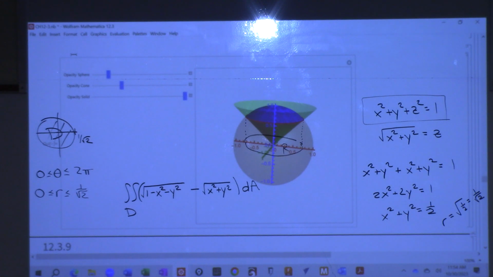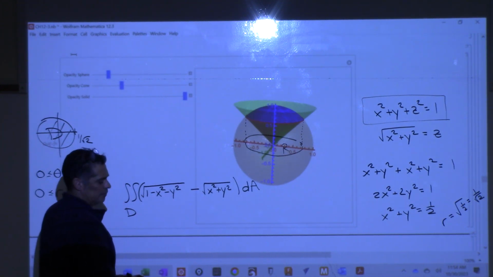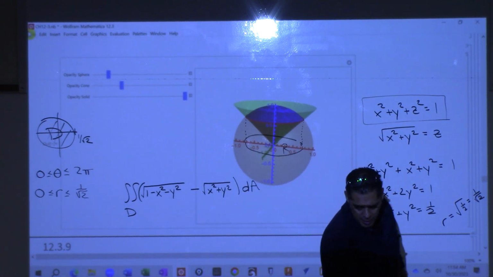Okay, I haven't done any polar conversion yet. I'm about to do polar conversion. So when I do the polar conversion, I want to get all this stuff off the screen. It's just in my way.